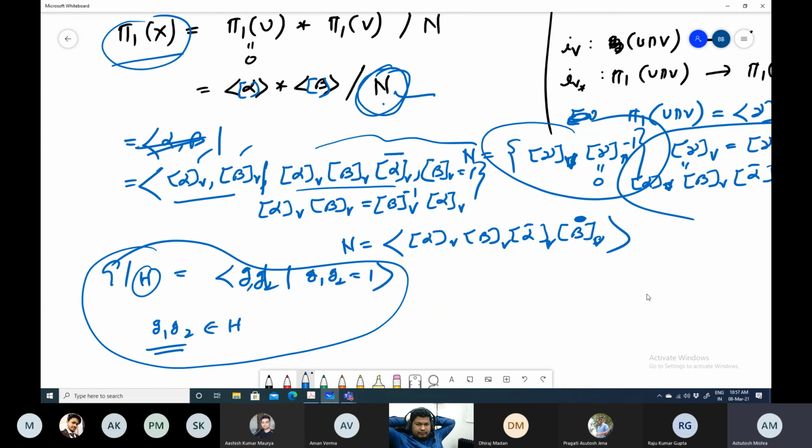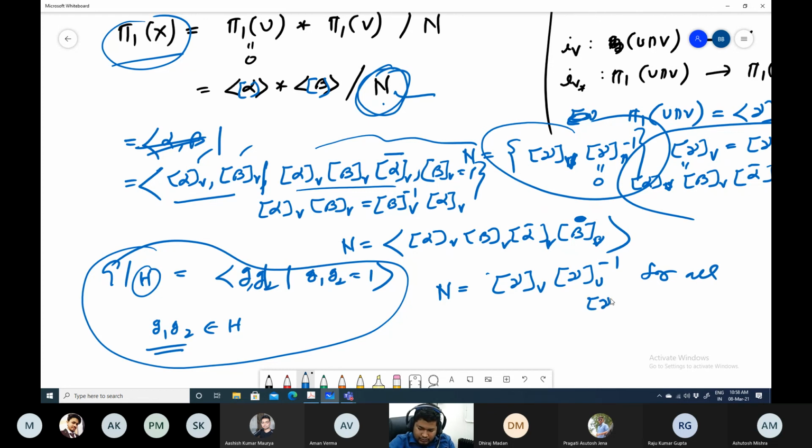Please repeat, tell us once again how we calculate N. Okay, so what was N? N was generated by gamma v gamma u inverse for all gamma belonging to pi1 of U intersection V, right? Yes, sir. It is generated by this.